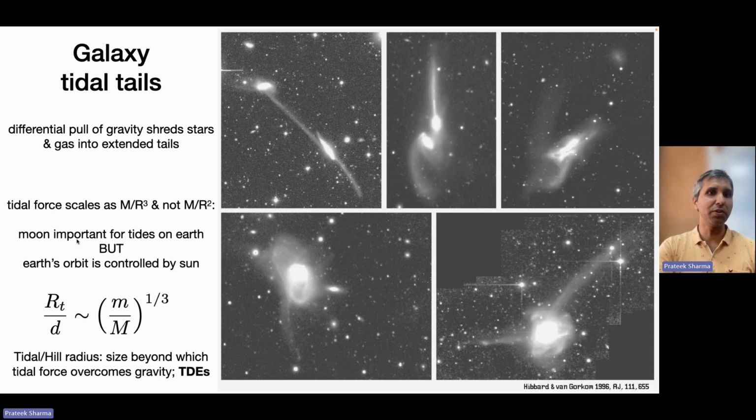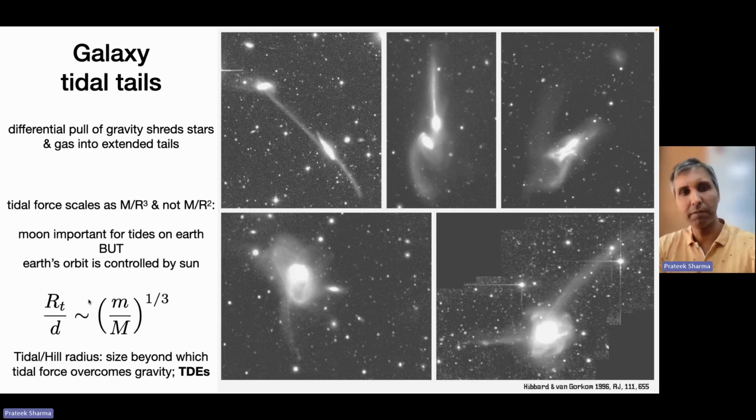So if I balance those two, I get this. The tidal radius divided by the distance between these bodies is about the mass ratio to the 1/3. And this 1/3 comes from the 1 by r cube dependence. Can you repeat this r_t by r_d? Both are cube, right? Right.